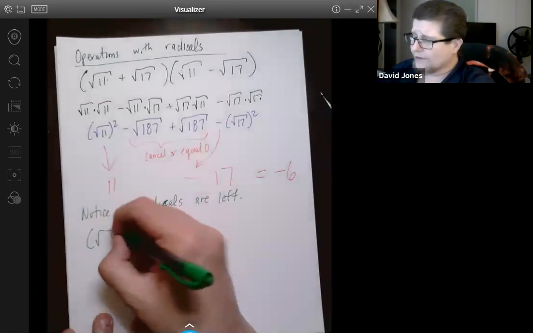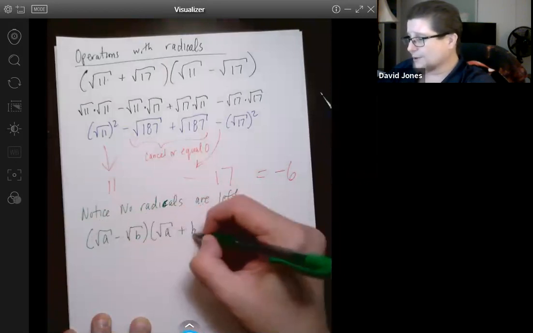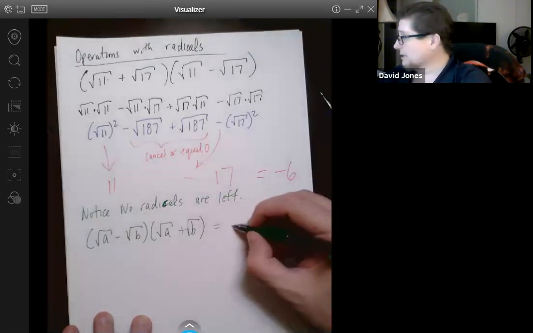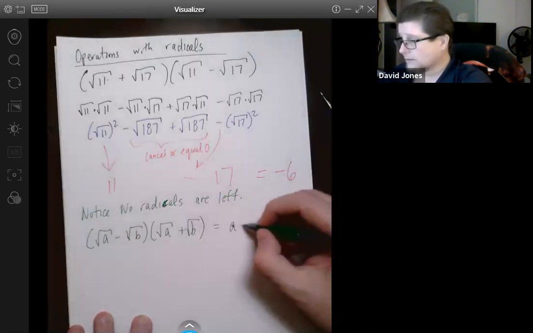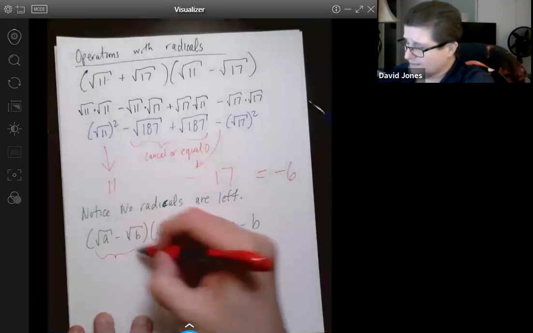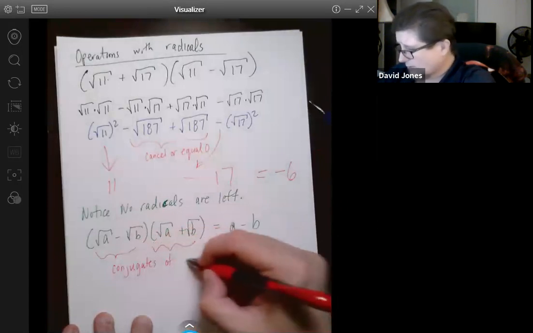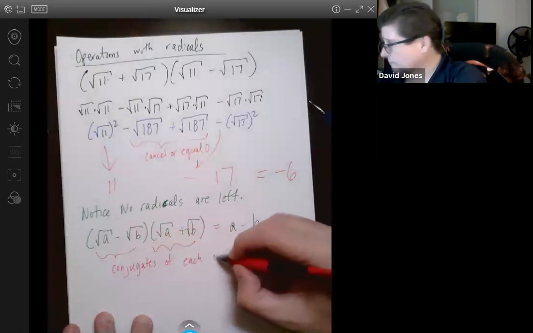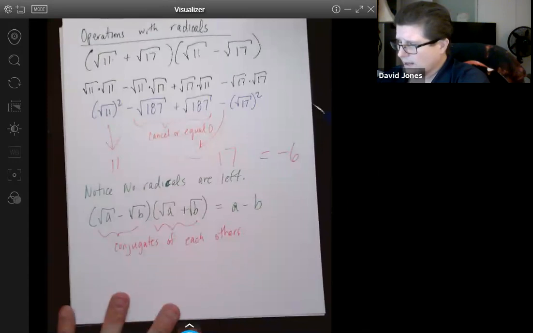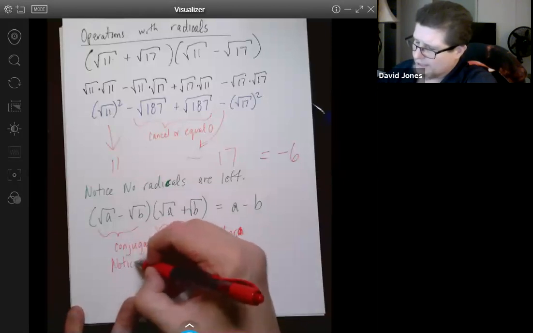If you have the square root of a minus the square root of b, and you multiply by the square root of a plus the square root of b, you just end up with a minus b. These two are called conjugates of each other. Notice the sign between them is the only difference.